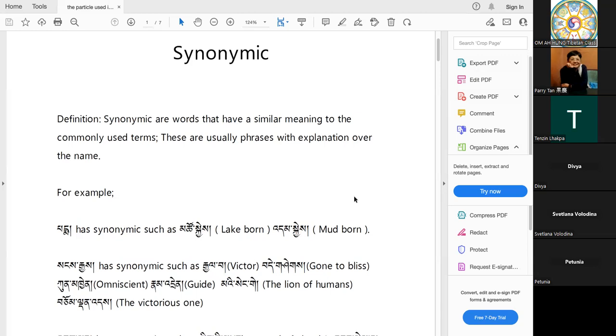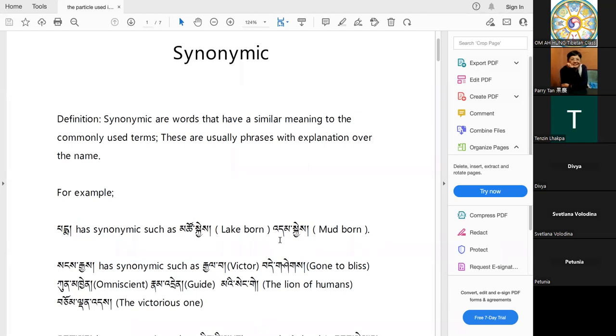So let me tell you. We have Pema or Padma, which means lotus. The synonymic for lotus is Tsoke, lake born. Since lotuses are born in the lake, it's called lake born. Or it's also called Tamke, which means mud born, born in mud.